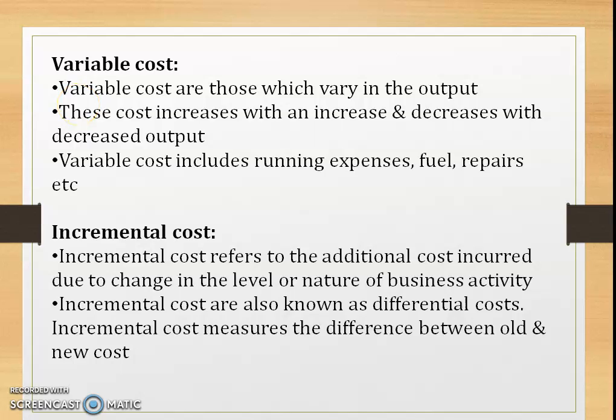Let's see the next cost, which is variable cost. Variable costs are those which vary with the output. So these costs increase with an increase in output and decrease with a decrease in output. Suppose the firm produces 50 units, then the cost would be slightly lower. If the firm produces 100 or 150 units, then the cost increases. This is because the cost incurred on raw materials, labor, everything comes under variable cost. Variable costs include running expenses, fuel, repairs, etc.